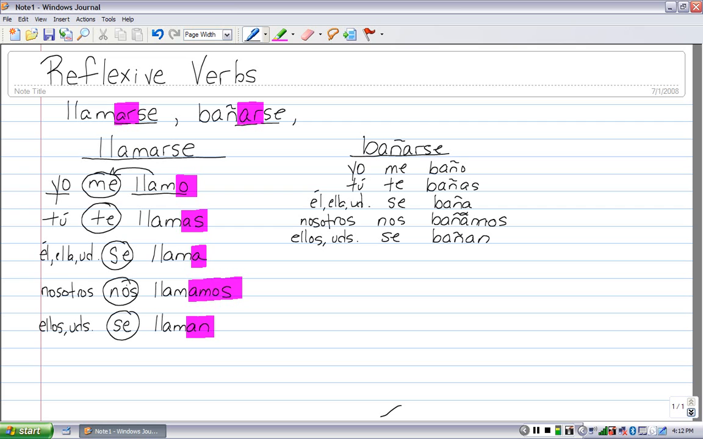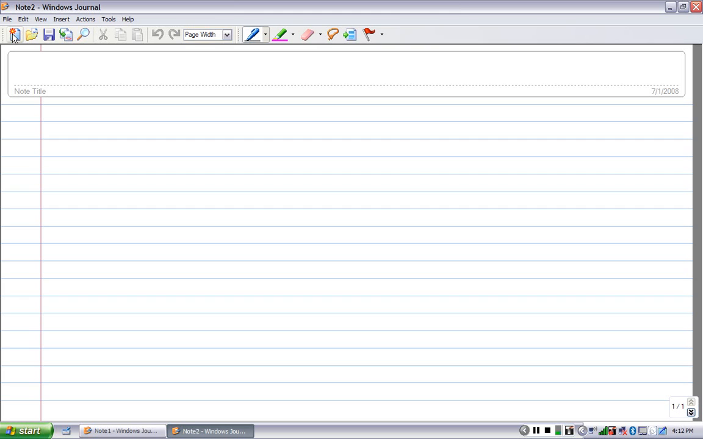On page 237 in your book, you have some reflexive verbs that are also stem changing verbs. And the stem change is denoted at the end with the parentheses. You have O to UE, you have E to IE, and you have an E to I. Alright, let's look at one of those. We'll take the verb dormirse. Dormir by itself means to sleep. Dormirse means to fall asleep. Out beside it, it has an O to UE.